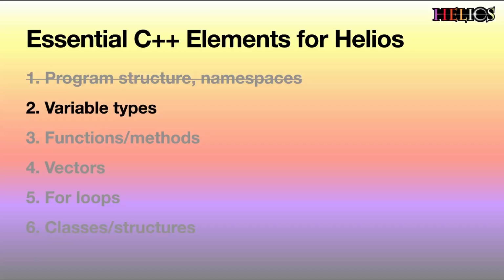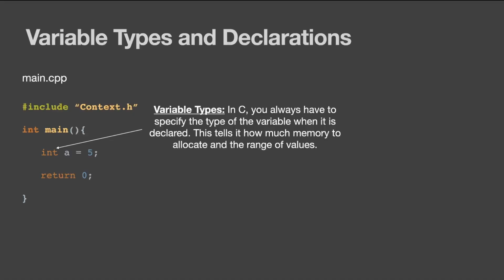All right, next we'll talk about variable types, and this is something that's different than many interpreted languages. In C++, you have to explicitly declare the type for each variable. This is pretty common in compiled languages, less common in interpreted languages. Anytime you declare a variable, you need to tell it the type. This basically tells it how much memory it needs to allocate for this particular variable.